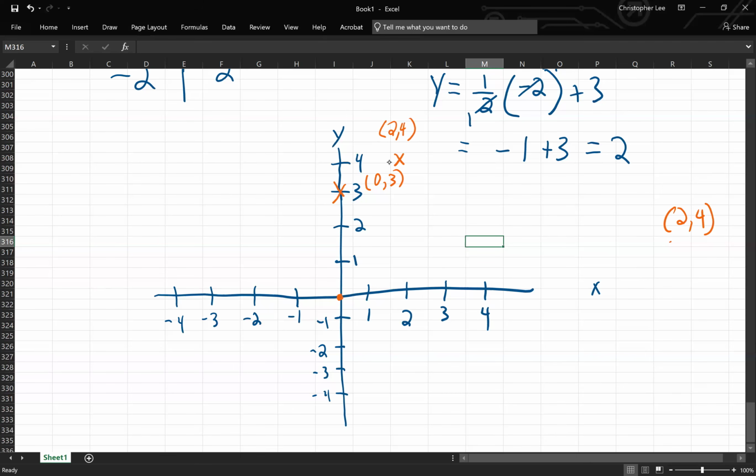Last point, -2, comma 2. Where's that? -2, comma 2. Okay. And up 2, right? Very good. So right here. So this is the point, -2, comma 2. After that, just make a little line going through the points like that. And then this is the graph. I'm going to put it down here. Y equals 1/2 x plus 3. And that's it.